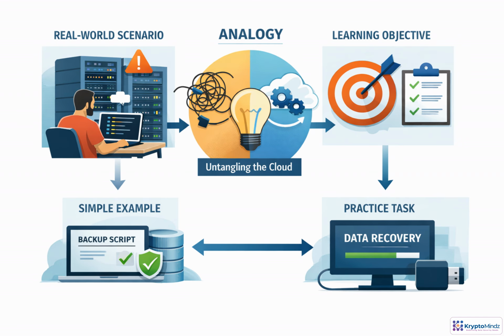Strong examples begin with a real problem learners recognize, then simplify it without changing the core idea. For a cloud troubleshooting lesson, you might compare messy dependencies to untangling cables, then narrow the example to one backup script or recovery task. The key is focus. One clear scenario beats 5 disconnected ones. After the analogy, return to the objective and ask learners to apply the concept themselves.